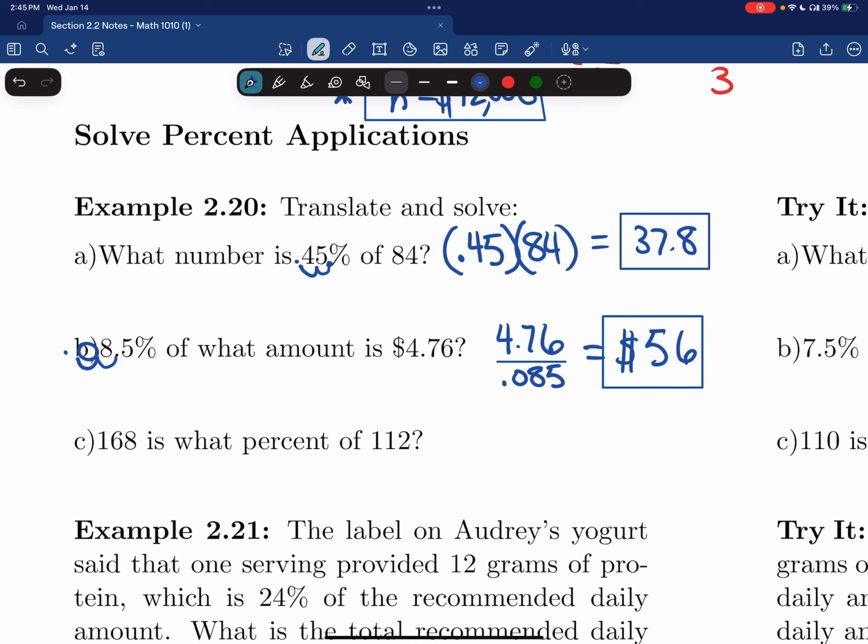Okay. Next, 168 is what percent of 112? To answer this question, we could take 168 and divide by 112 to get the answer. When I take 168 divided by 112, I get 1.50. Now, they asked me for a percent, so I need to move the decimal 2 places to the right to turn things from a decimal into a percent. I'm going to move 2 places to the right, and I find that the result is 150%.